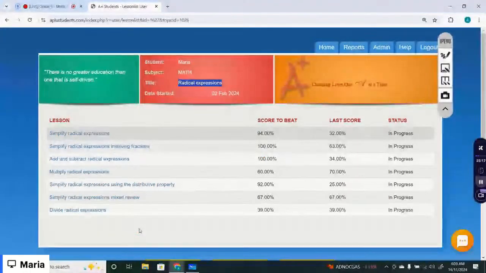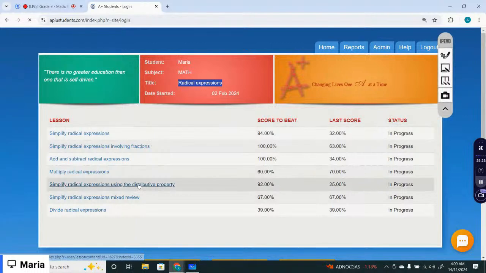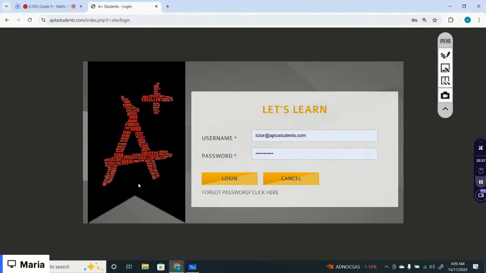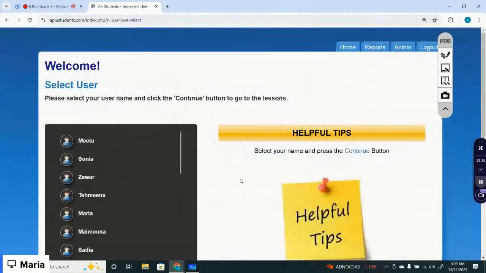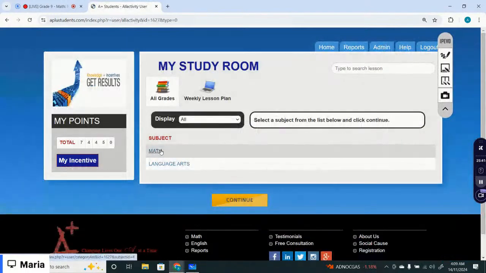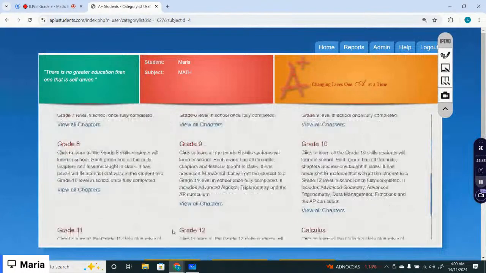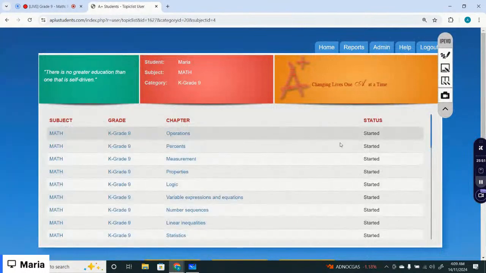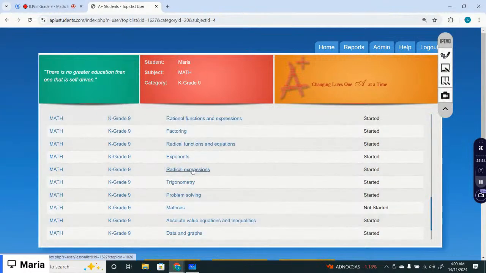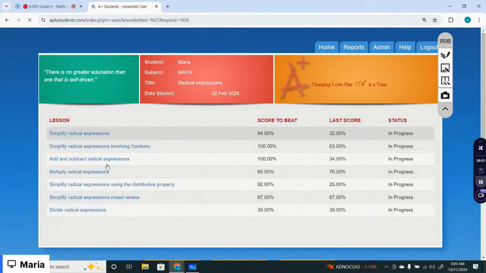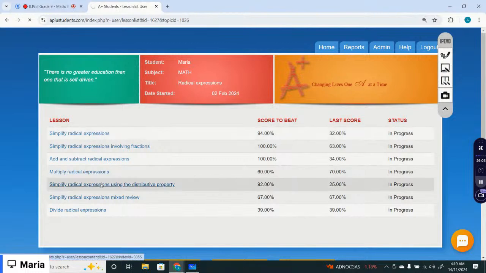So here I'm on grade 9 math. The chapter we are on right now is radical expressions. Let's just start with the lesson that is simplify radical expressions using distributive property.